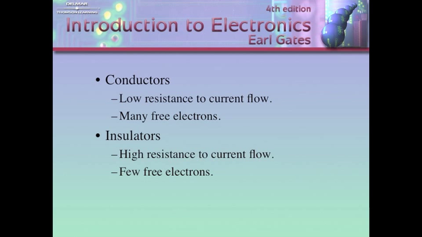Conductors have low resistance to current flow because they have many free electrons, and they have 3 or fewer electrons in the valence shell. Insulators have high resistance to current flow, few free electrons, meaning they have 5 or greater electrons in the valence shell.